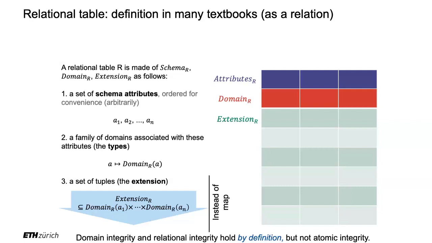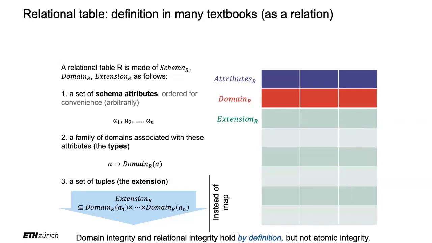So a tuple is always in the same Cartesian product. It will always have the same number of attributes, the same number of values. So by definition, you also have relational integrity. But you might not have atomic integrity. Why? Because the domains might contain non-atomic stuff.